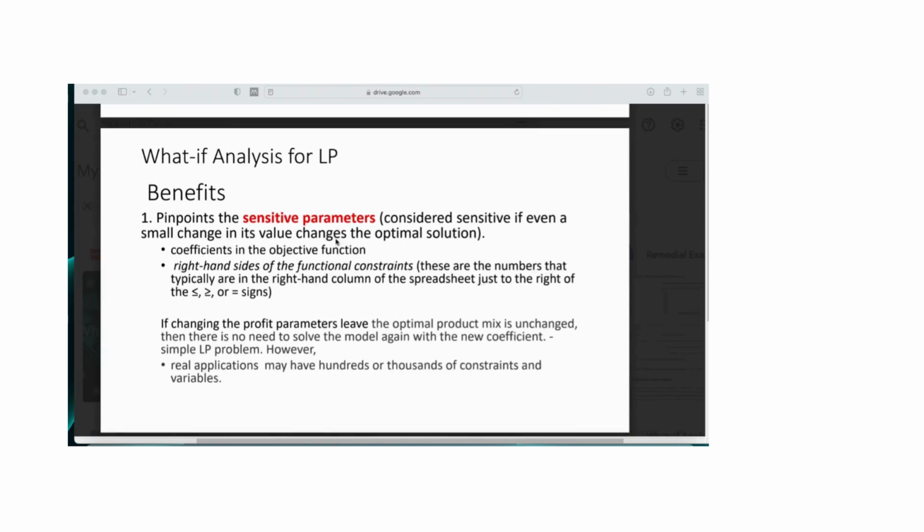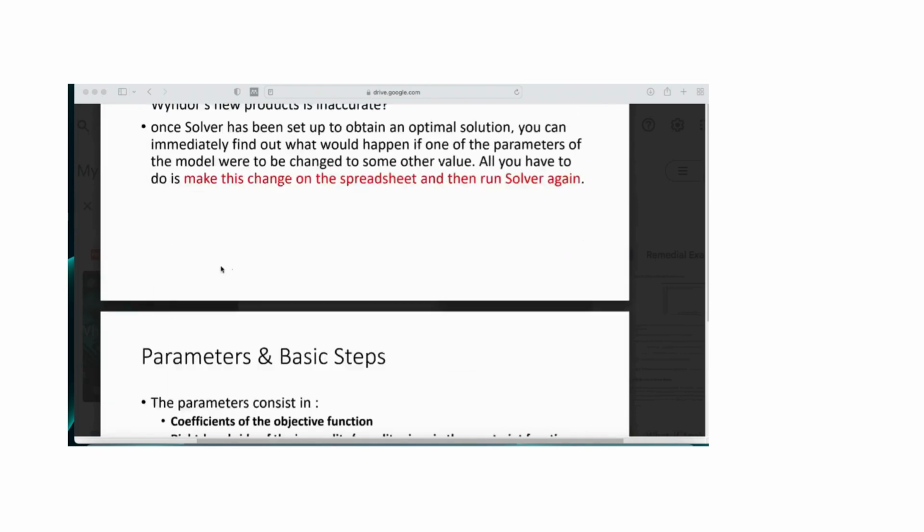We have two kinds of parameters being considered here. First is the coefficients. That's a kind of parameter: coefficients in the objective function. The other parameters are found in the right-hand sides of the functional constraints. When we say right-hand side, it's the right side of these inequality signs or even equal signs. Now, for you to better understand these parameters, let's have the spreadsheet first.